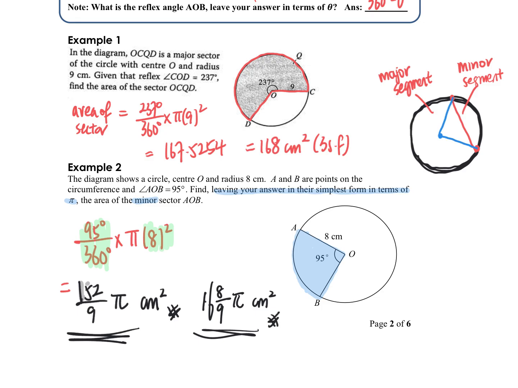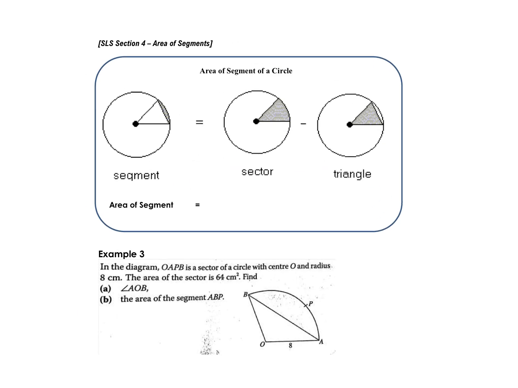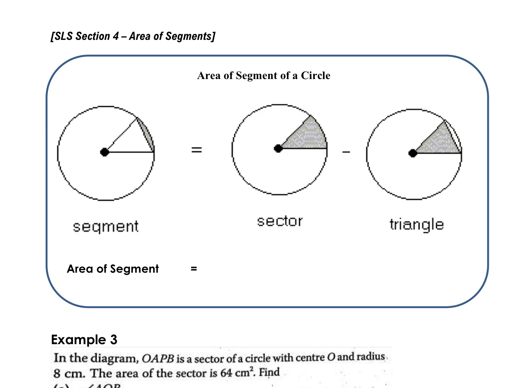So this segment that we are interested in finding, we can always go and find the area of the sector first, and then I take away the area of the triangle, which I know how to find. Remember just now, I will use area of the sector first. This one how to find? Assuming this is theta, theta over 360 times pi r squared. So that is that slice.